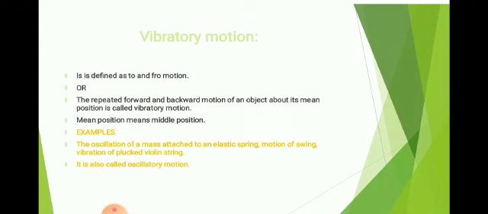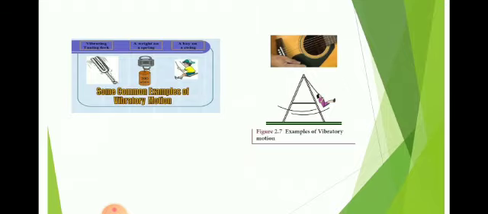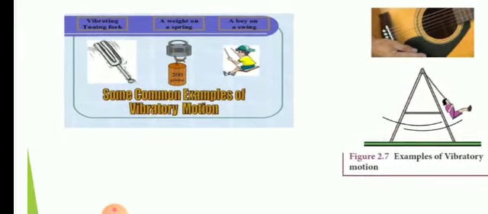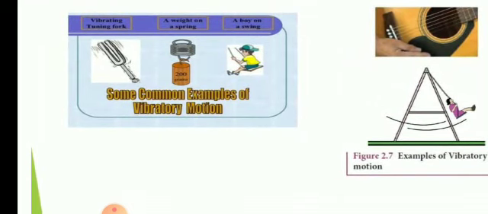Mean position or mean point means the middle point or middle position. For example, the oscillation of a mass attached to an elastic spring, the motion of a swing, and the vibration of a plucked violin string are examples of vibratory motion. You can see different examples of vibratory motion on your screen, such as the vibrating tuning fork. It is the same as the forks you have used in your home.